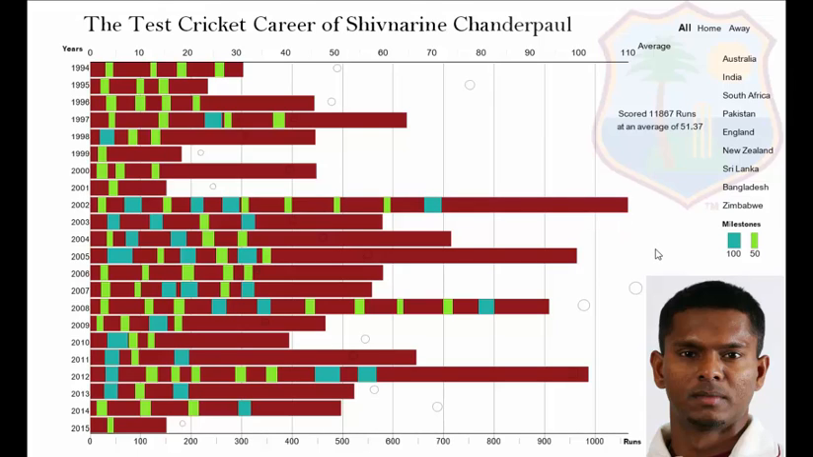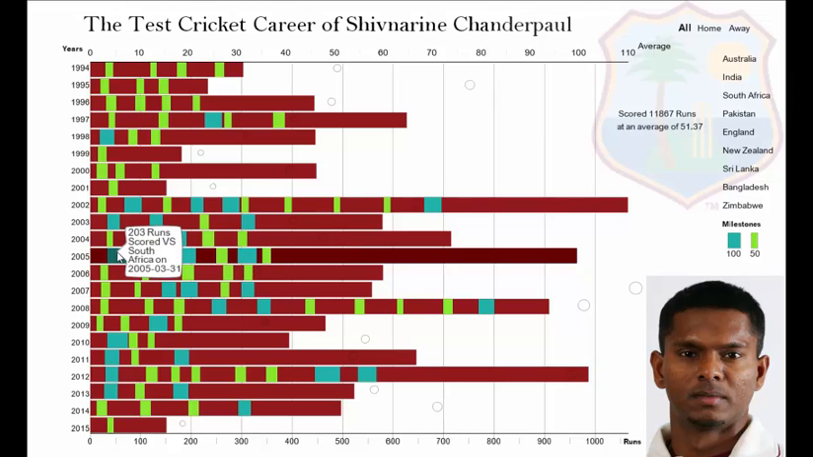Within these bars are smaller bars that denote all the milestones he achieved during his career. The green bars are scores of 50 and over, while the blue bars represent each time that Chanderpaul scored a century. The width of the milestone signifies the magnitude of that milestone, as can be seen here where the widest blue bar represents a double century against South Africa in 2005.